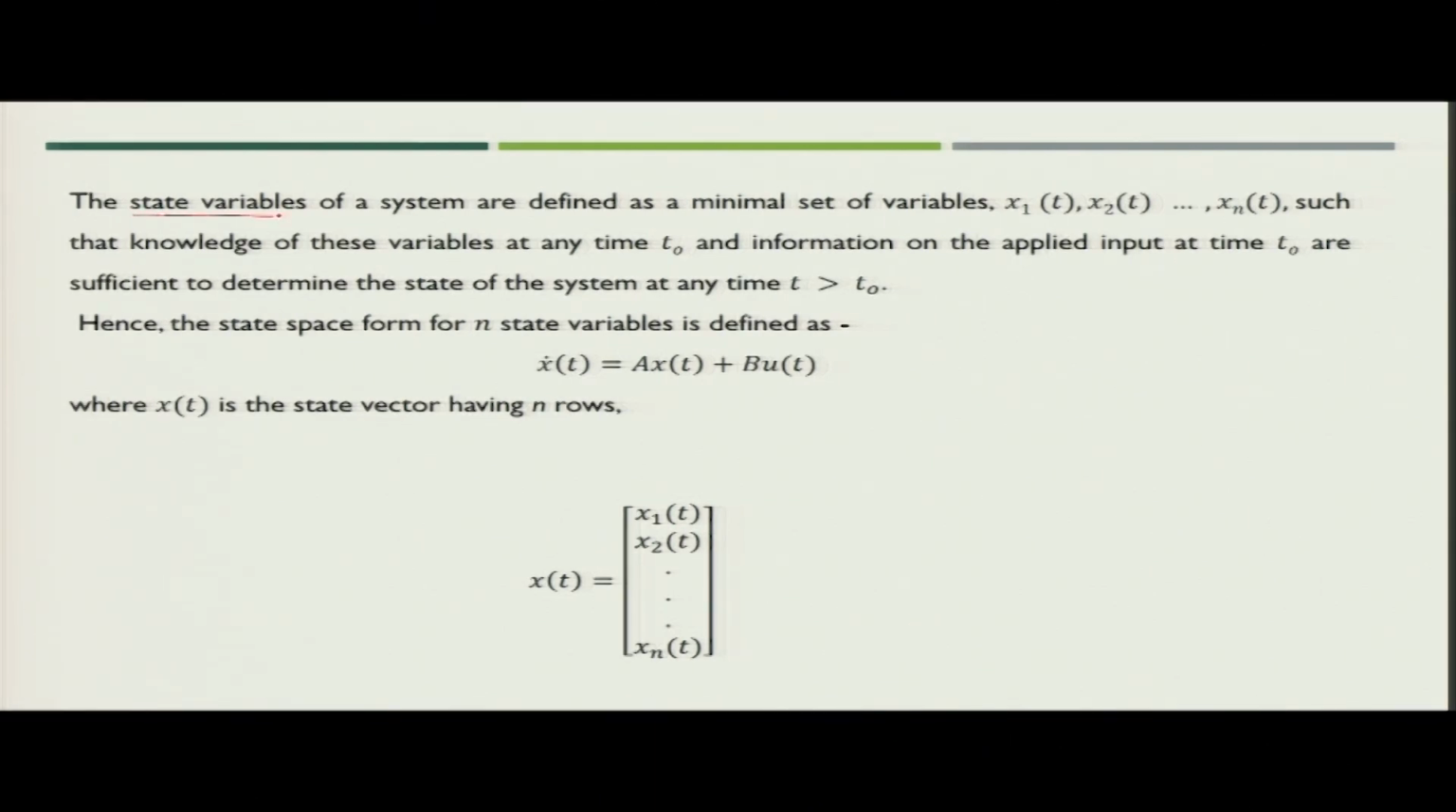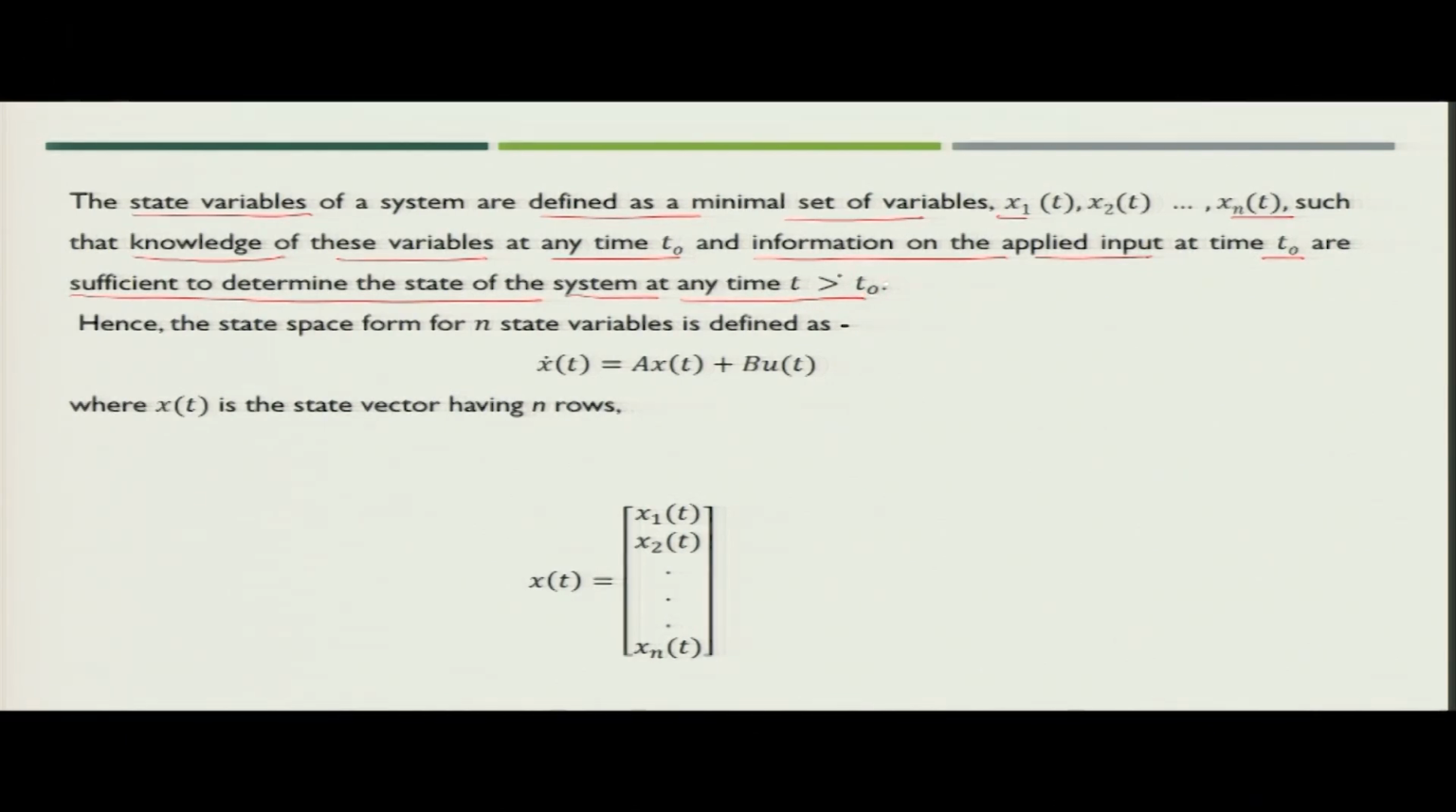Now, state variables of a system are defined as a minimal set of variables, that is x 1 to x n, in such a way that the knowledge of these variables at any time t naught and information on the applied input at that time t naught are sufficient to determine the state of the system at any time t greater than t naught.